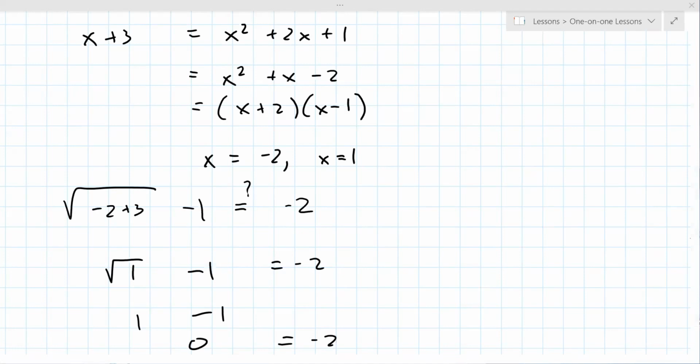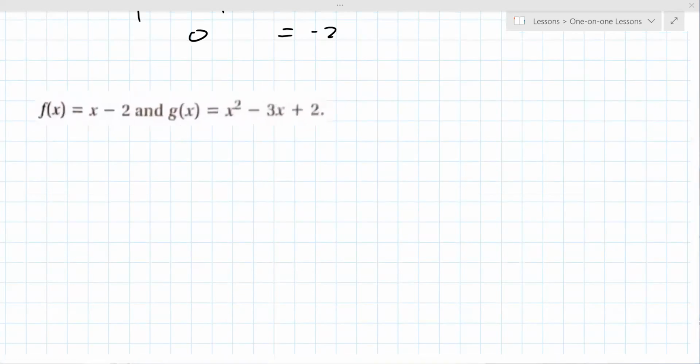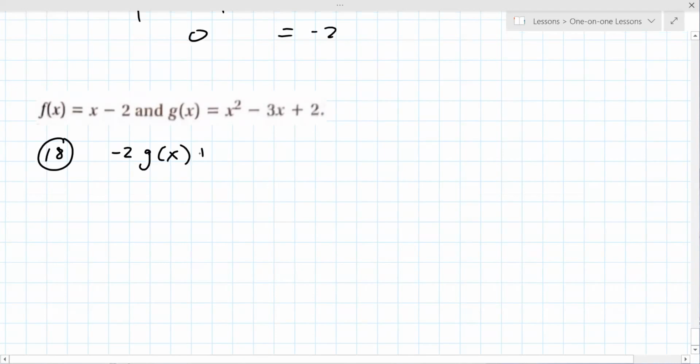All right, ready to move on to the next section? Okay, so for the next grouping of questions, they give you two functions, and this time you have to perform different operations. So for example, in 18, it says -2 times g of x plus f of x. So they give you g of x, it's over here. You have to substitute that in.